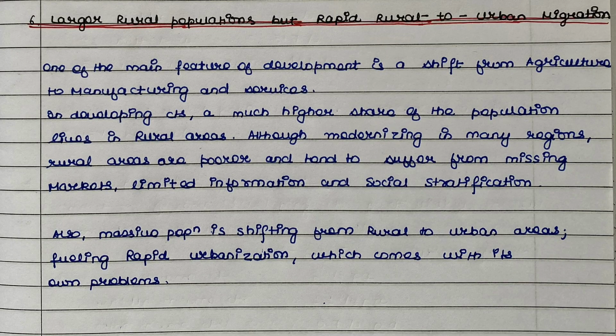And then you have larger rural populations, but rapid rural to urban migration. That is also good. One of the main features of development is a shift from agriculture to manufacturing and services. But if you look at developing countries, many of them are still dependent upon agriculture, or a huge population is dependent upon agriculture. A huge population is living in rural areas. And because they're living in rural areas, many of these regions suffer from limited markets. They do not have proper information. There is social stratification. And there is a massive migration from rural areas to urban areas in these countries.